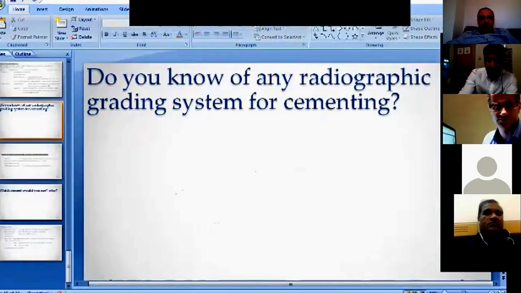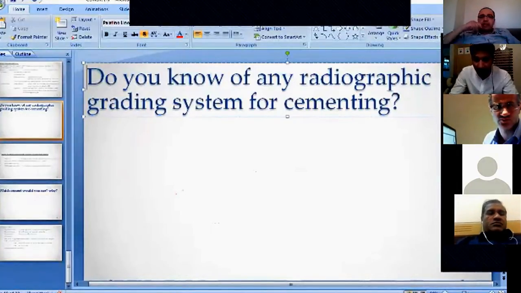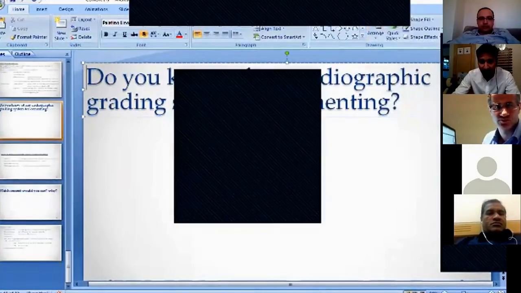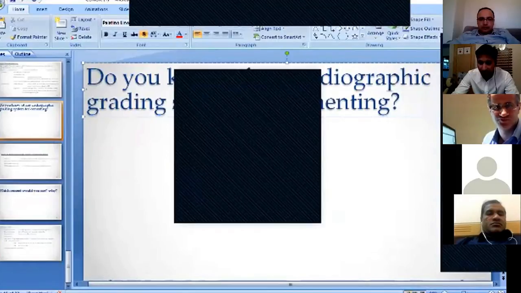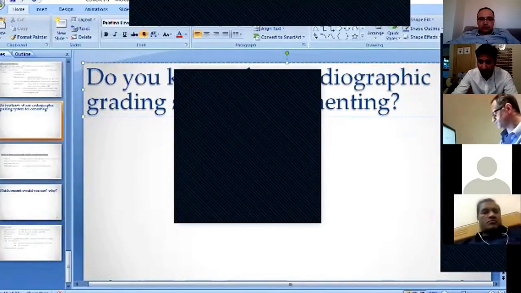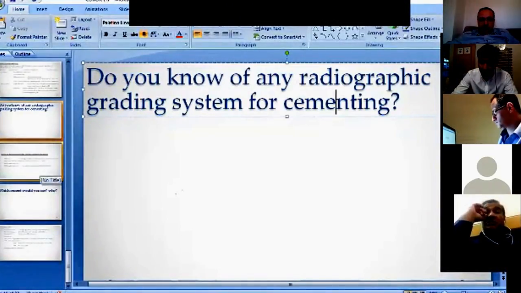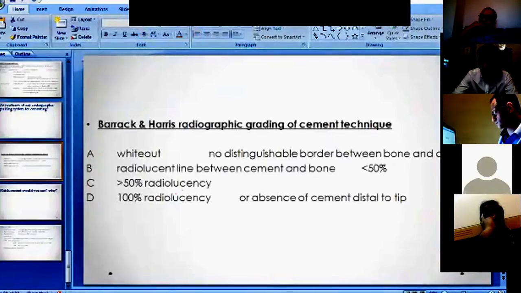Again, another high scoring question. Athar, do you know of any radiographic grading system of cementing? So yes, there is the Harris modification of Barrack's grading system. It is graded from A to D. A is complete whiteout. B is nearly complete with some cortical defect. C is when there is 50 to 99% radiolucencies, or less than 50% radiolucencies, and D is gross deficiency in cement mantle. For example, there is no cement distal to the tip, or there is any part of the implant which is touching the bone.